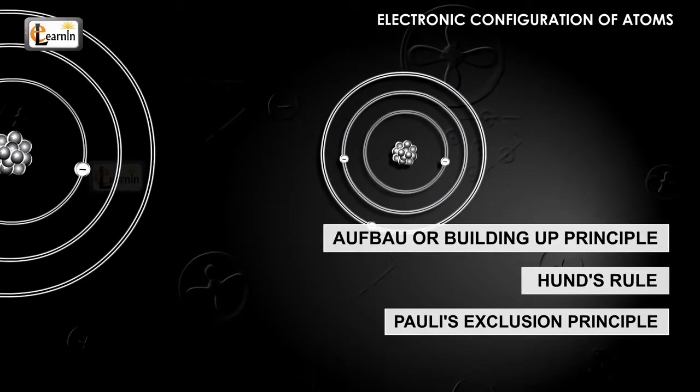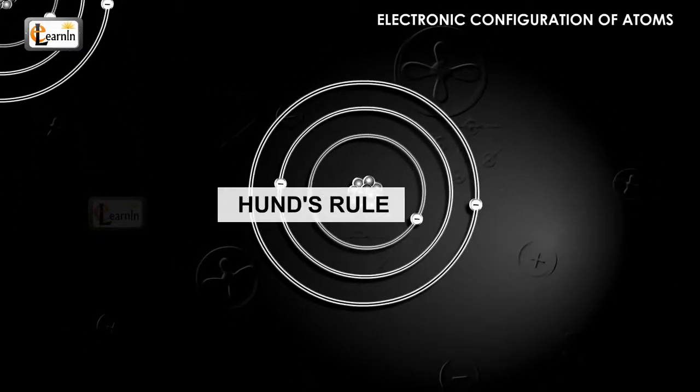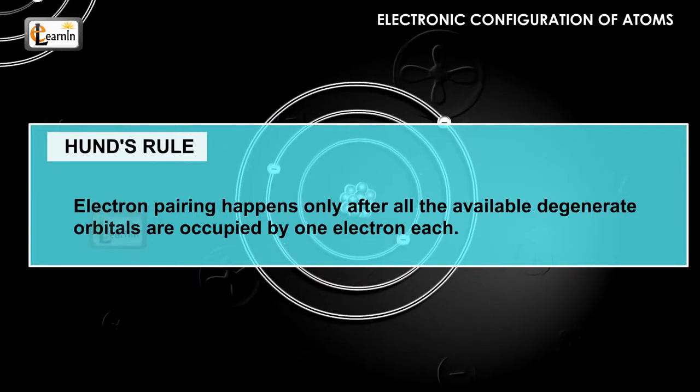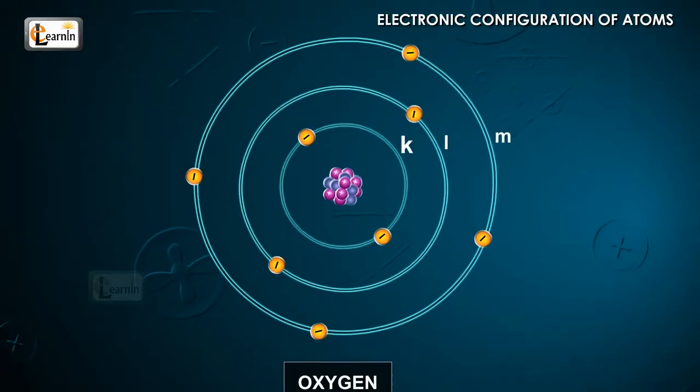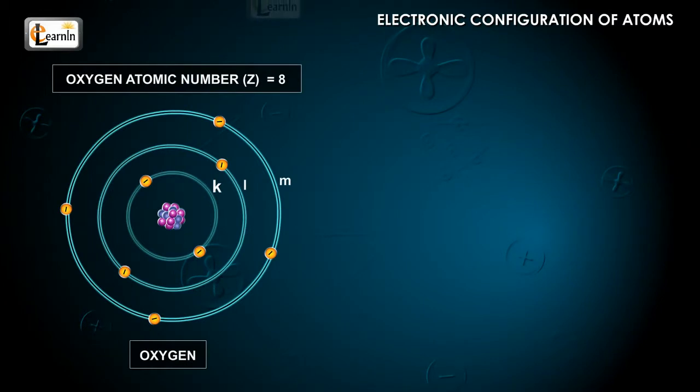The second important rule to determine the electronic configuration of an atom is Hund's rule. It says that electron pairing happens only after all the available degenerate orbitals are occupied by one electron each. Let's use an example to understand Hund's rule. Consider the element oxygen with Z equal to 8.